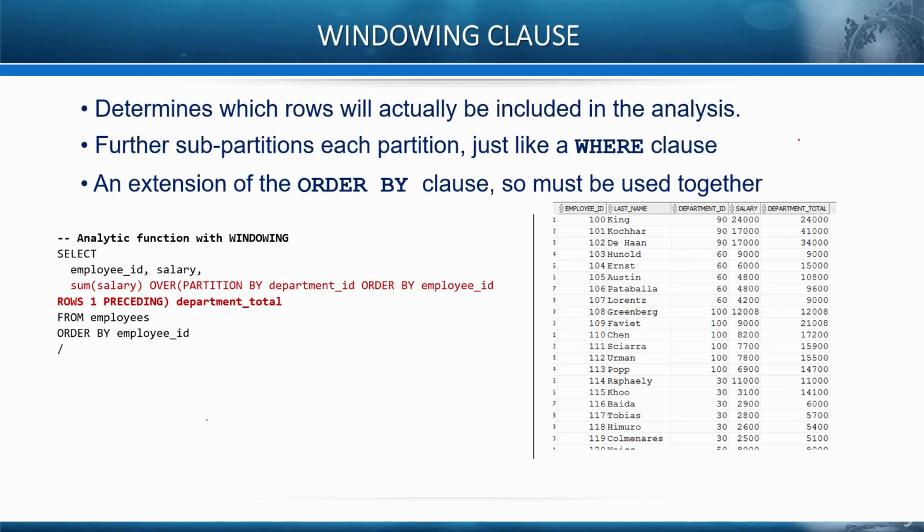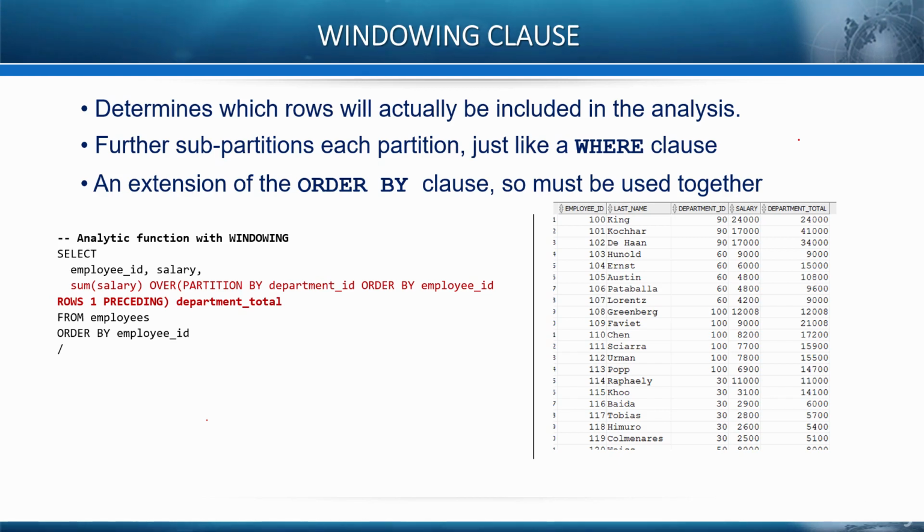We briefly mentioned the windowing clause in a previous lesson, but let's look more into it in this lesson. The window defines the start and the end rows within each group. It determines which rows will actually be included in your computation or in your analysis. So in other words, it acts as a filter or a where clause within the analytic function.